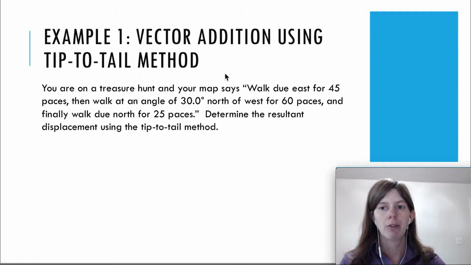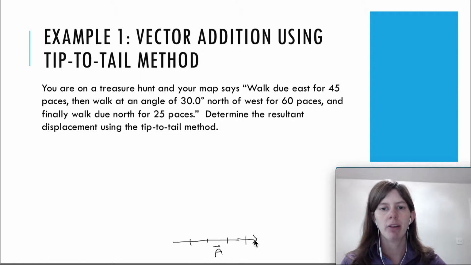Let's draw the first vector to the east. Now, I don't have a ruler and a protractor, so I'm not going to be exact. But in order to be as accurate as I can, I'm going to draw some tick marks. Each tick mark will be about 10 paces. So let's draw my line. 1, 2, 3, 4.5. That's going to be 45 paces. Each of these is 10. And I'm going to call this vector A.